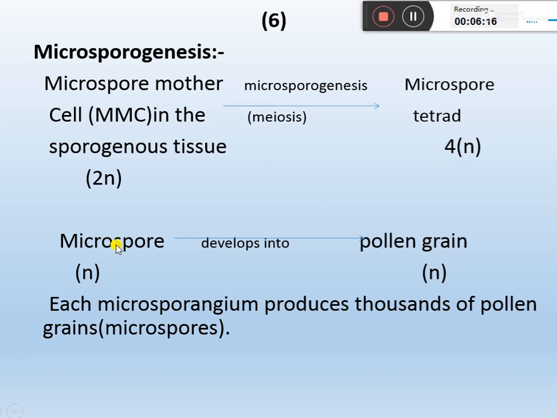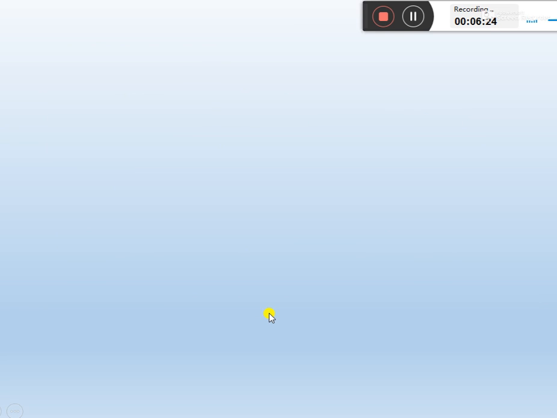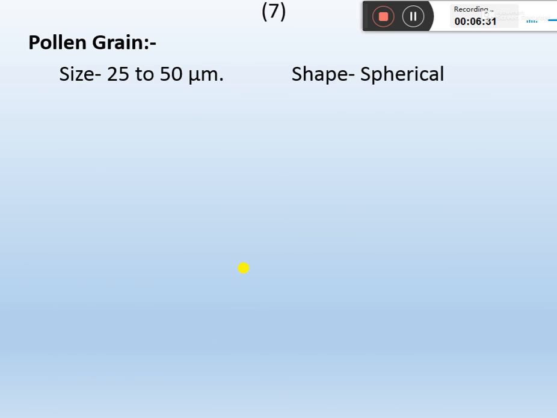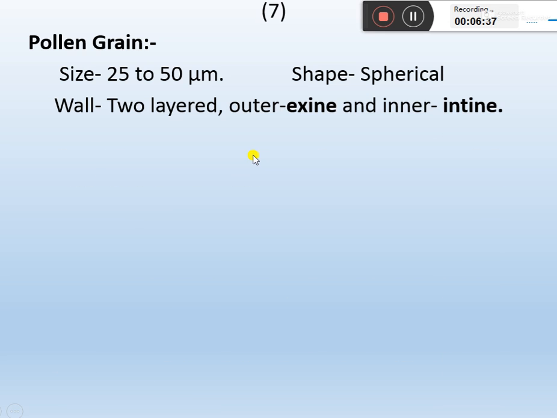So the microspore, after maturation, develops into the pollen grain. Each microsporangium produces a large number of pollen grains. The size of the pollen grain ranges from 25 to 50 micrometers. It is spherical in structure. Two walls are present in the pollen grain. The outermost is called the exine and the inner is the intine.